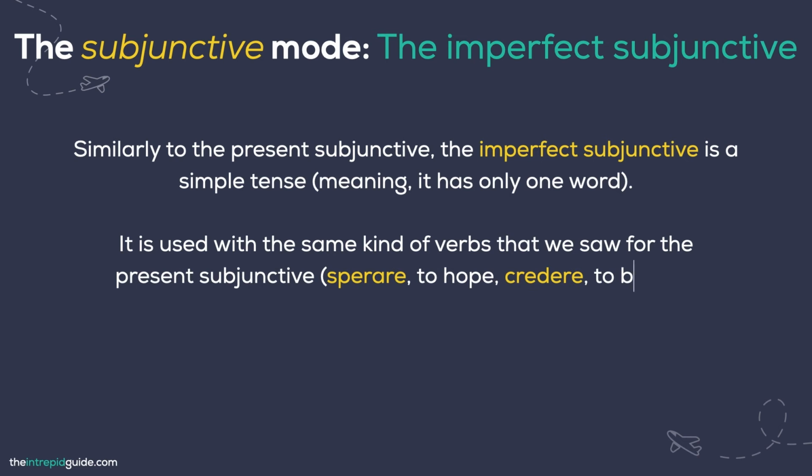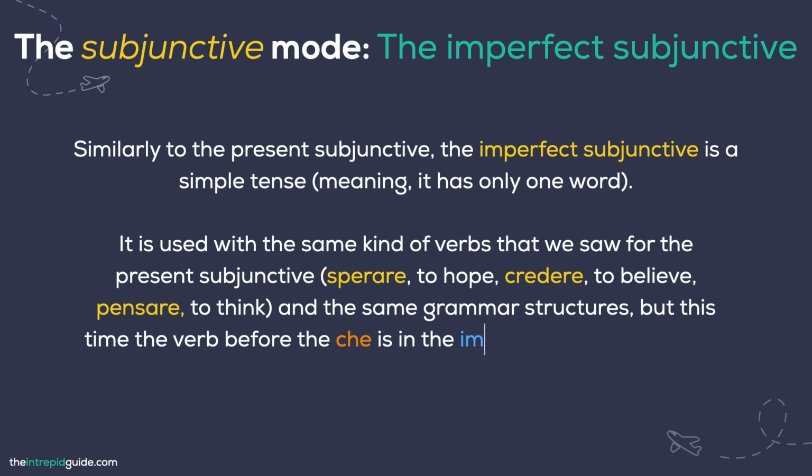The next tense is the imperfect subjunctive. Similar to the present subjunctive, the imperfect subjunctive is a simple tense, meaning it has only one word. It is used with the same kind of verbs that we saw for the present subjunctive: sperare, credere, pensare, and the same grammar structures. But this time, the verb before the che is in the imperfect indicative tense.